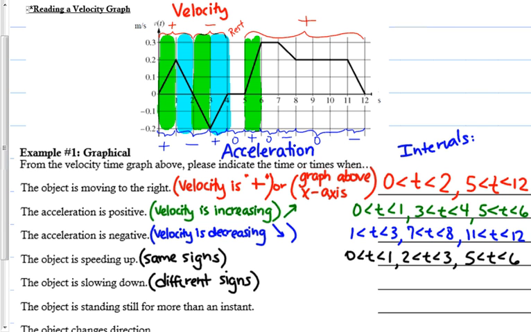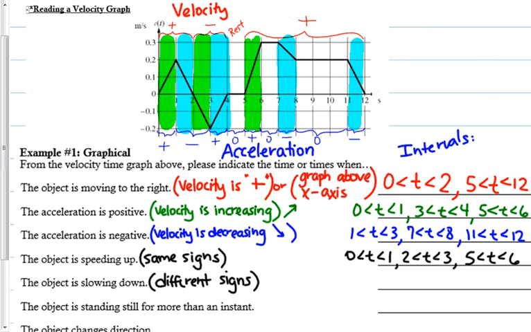From 4 to 5, rest and 0 doesn't count. 6 to 7, 0, no. 7 to 8, my velocity is positive, but my acceleration is negative. And then from 8 to 11, 0, so that doesn't count. And then from 11 to 12, my velocity is positive, but my acceleration is negative. So these four intervals are where the object is slowing down, so I'll write that down. All right, so I wrote that down.